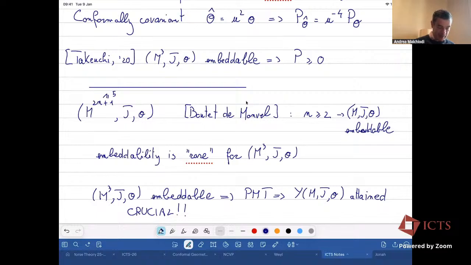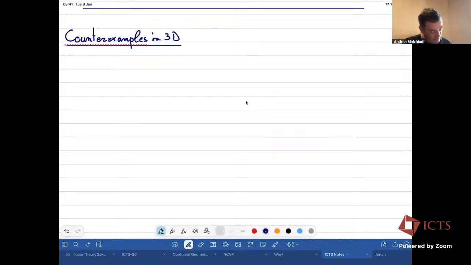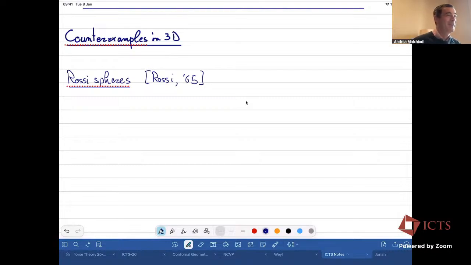All right, so let me discuss some counterexamples. There are these so-called Rossi spheres. This was constructed by Hugo Rossi in '65. Rossi is the most common last name in Italy, but actually this guy, Hugo Rossi, was from Argentina. Okay, probably from an Italian background, but yes, he was Argentinian. These are examples of non-embeddable manifolds.